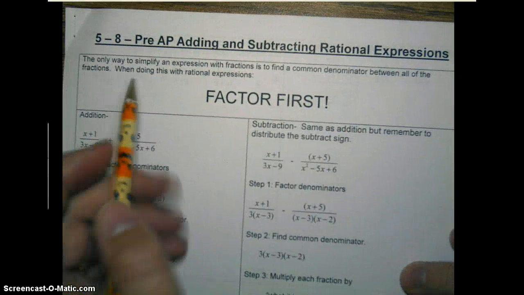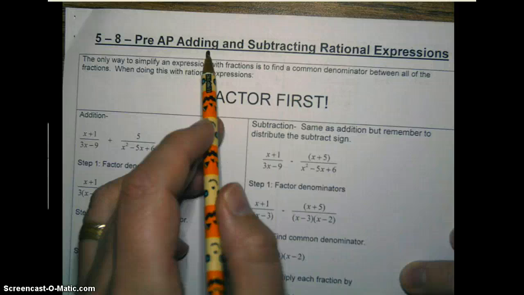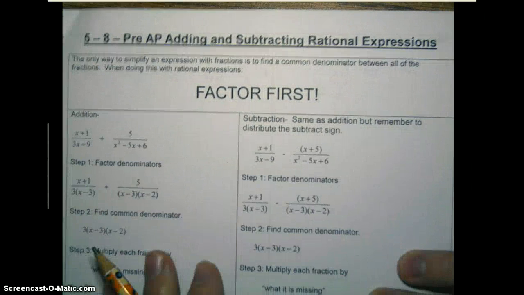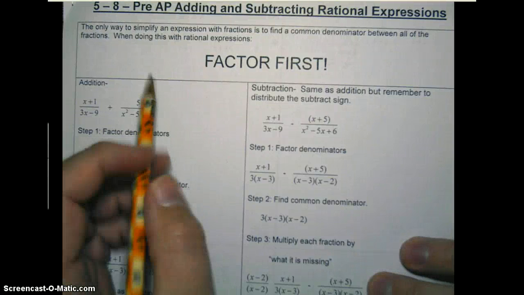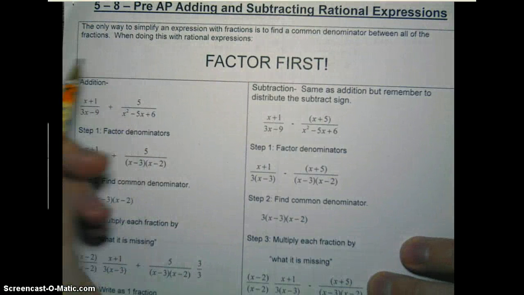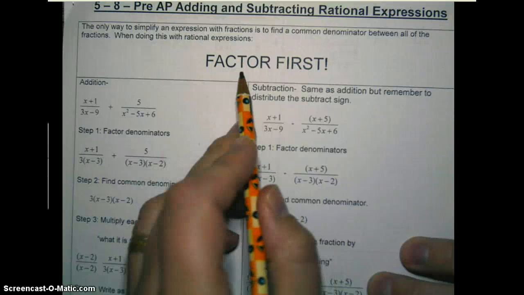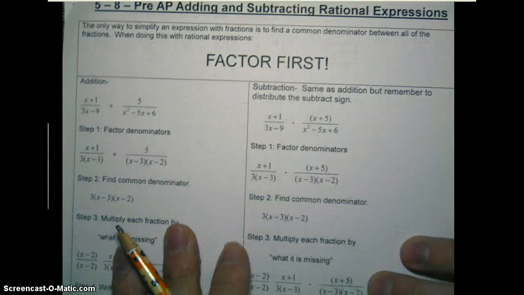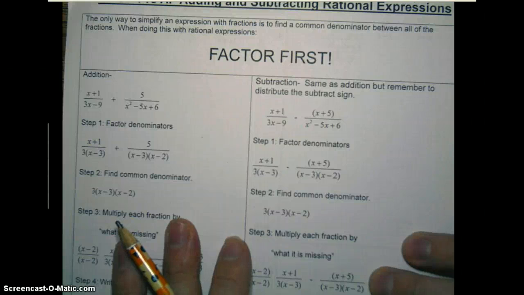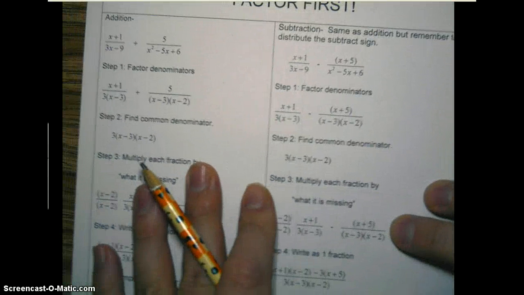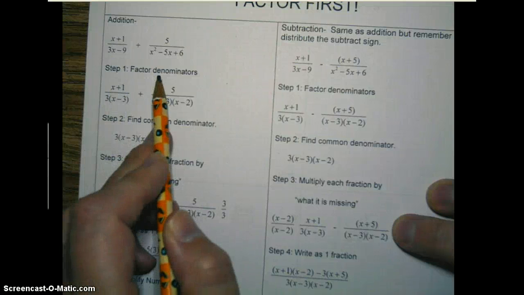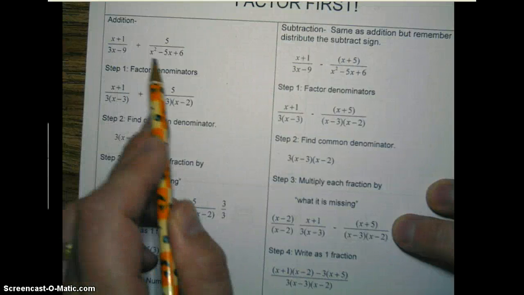Hello. We are adding and subtracting rational expressions. In order to add and subtract, the first thing we need to do is factor first. We're going to be factoring the denominator. So when adding, notice step 1, factor denominators. These two denominators get factored.